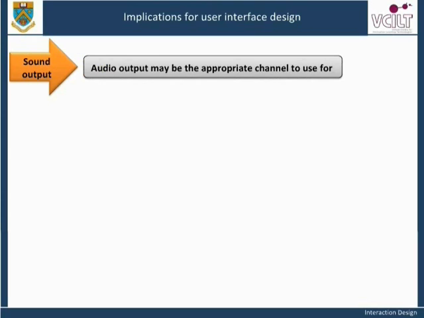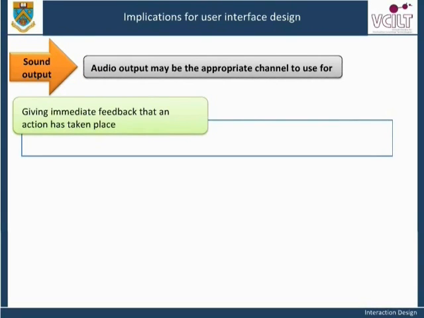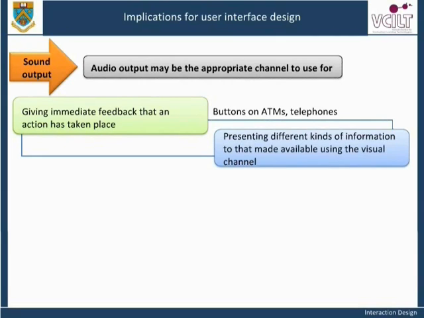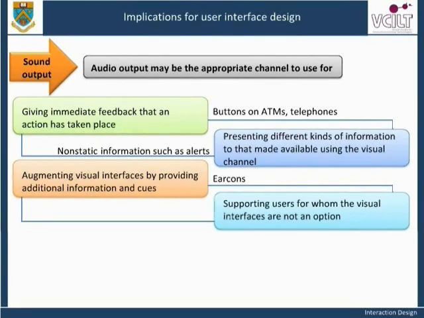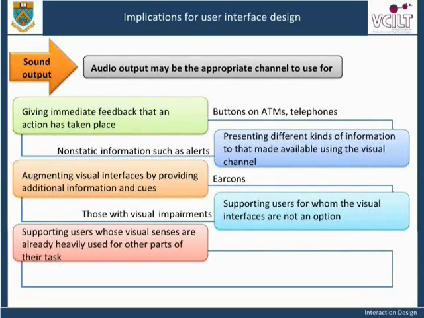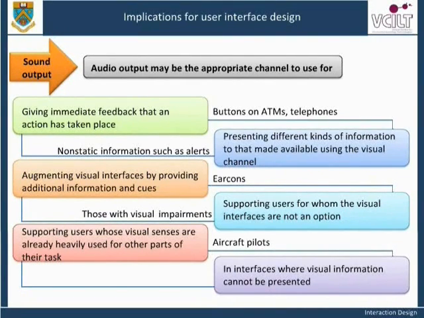Sound output. Audio output may be the appropriate channel to use for giving immediate feedback that an action has taken place, for example, buttons on ATMs, telephones, etc. that beep or click as they are pressed. Presenting different kinds of information to that made available using the visual channel, for example, non-static information such as alerts. Augmenting visual interfaces by providing additional information and cues, for example, earcons. Supporting users for whom the visual interfaces are not an option, for example, those with visual impairments. Supporting users whose visual senses are already heavily used for other parts of their task, for example, aircraft pilots. In interfaces where visual information cannot be presented, for example, mobile or handheld devices with small or no screens.